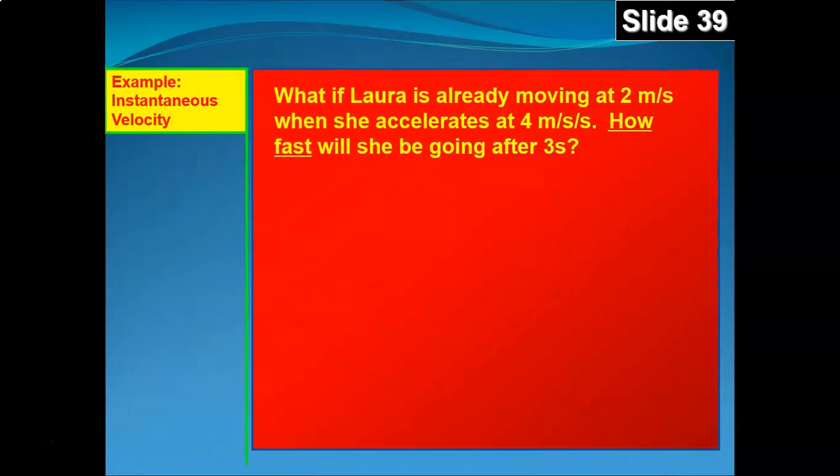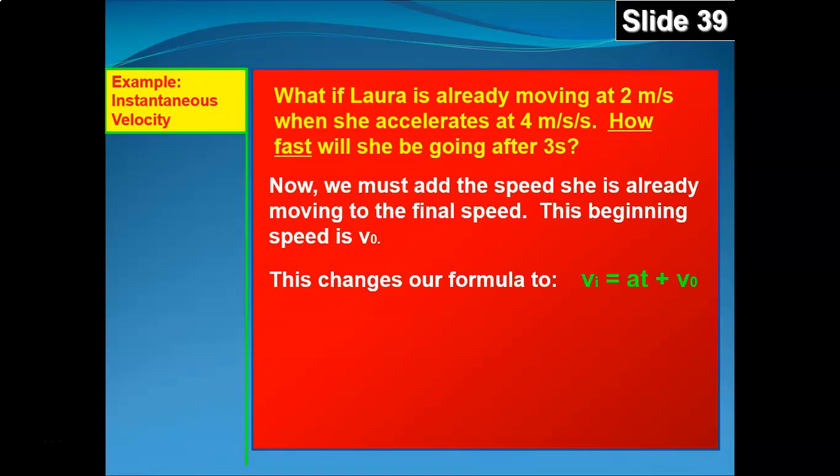If Laura is already moving at 2 meters per second when she accelerates at 4 meters per second, how fast will she be going after 3 seconds? So in other words, you have an initial velocity V0 that is not 0 meters per second. So you have to simply add that on to the previous problem. Now we must add the speed she is already moving to the final speed. This is the beginning velocity, V0. 2 meters per second is the beginning velocity. So that changes the formula to instantaneous velocity, VI, equals A times T plus the initial velocity.